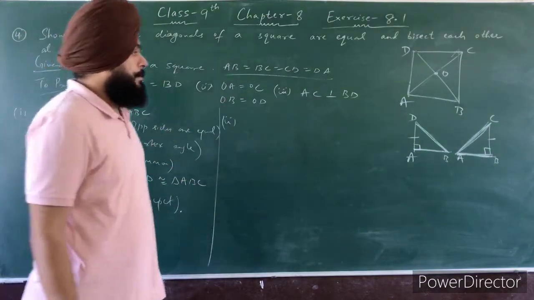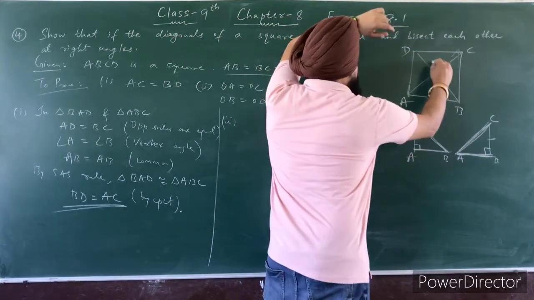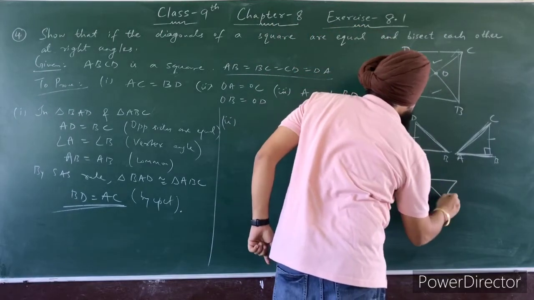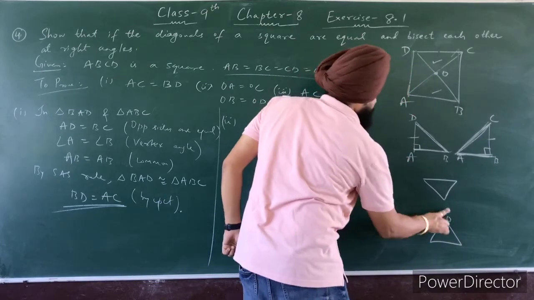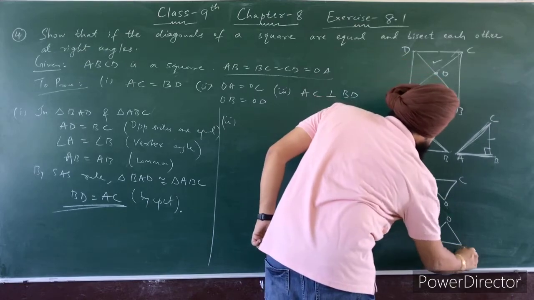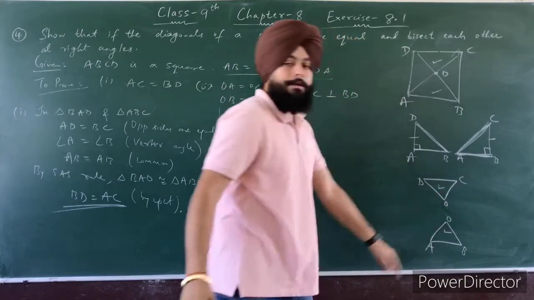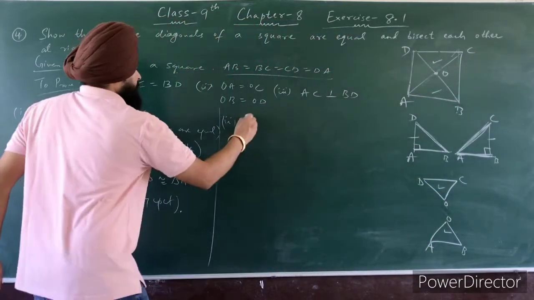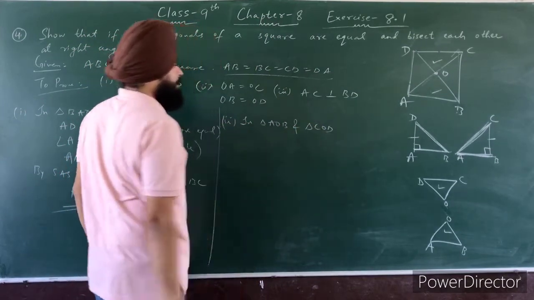This one. So now you will take which two triangles? This one and this one, opposite triangles. You have to take these two triangles and prove them congruent: triangle AOB and triangle COD. Right here, in triangle AOB and triangle COD.